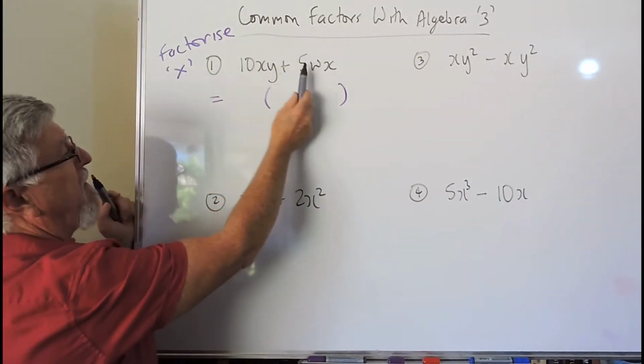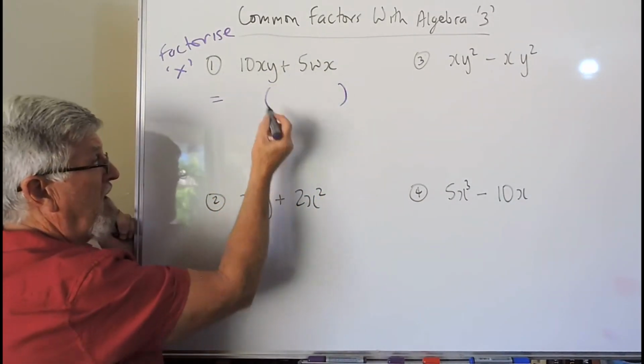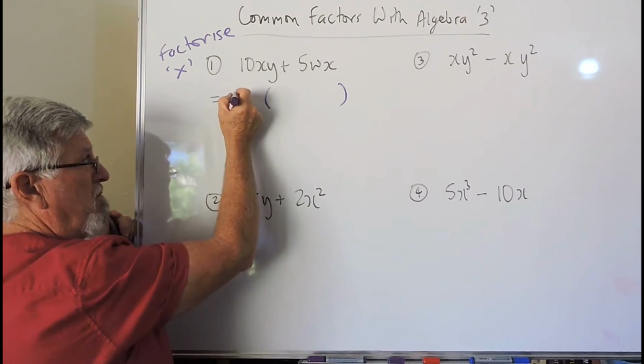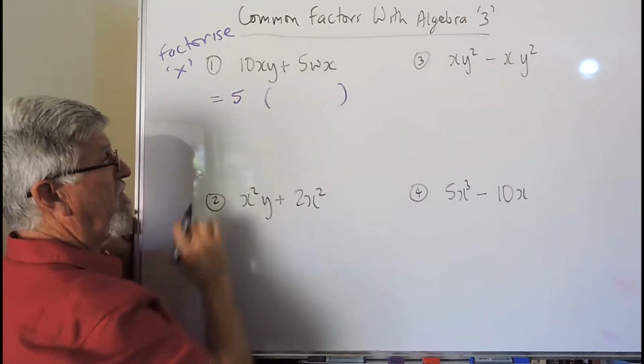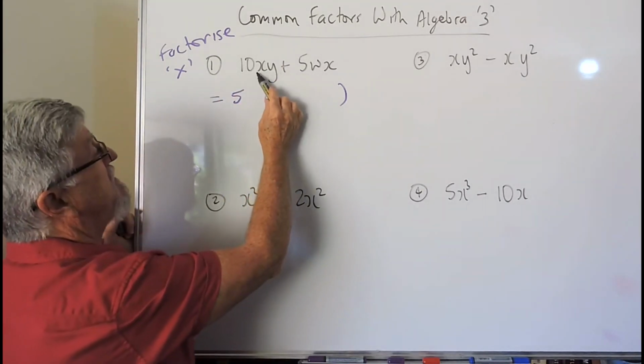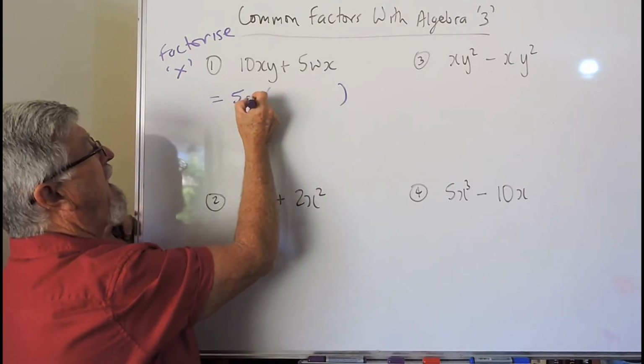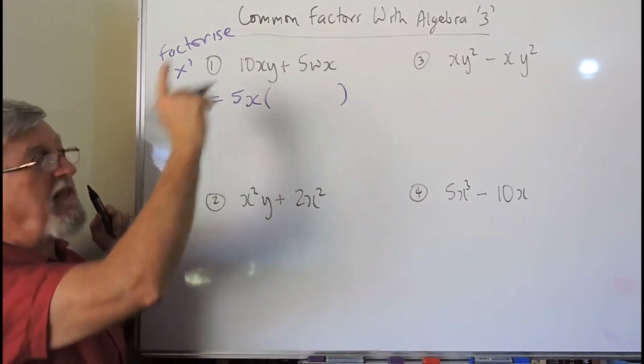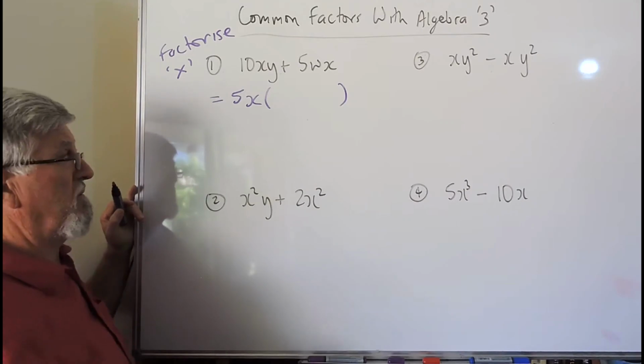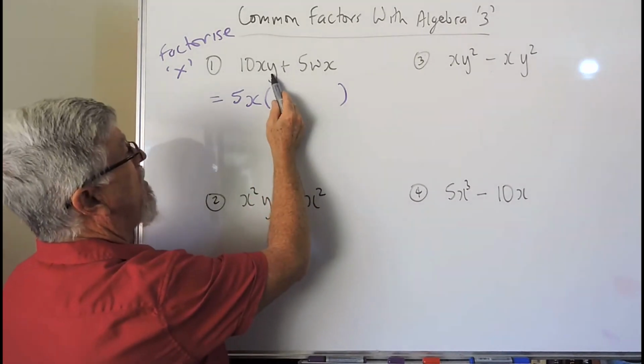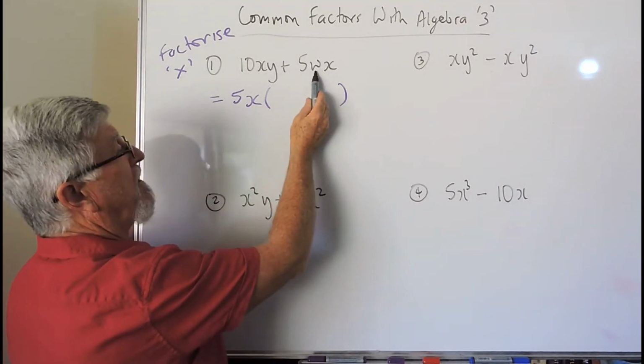There's a 5 in both of these. They're both multiples of 5. I can take a 5 out of this, and a 5 out of that, and a 5 out of that. There's an x here and an x here, so I can remove an x out of the first term, out of the second term, and later on out of the third term. So let's have a look. That y is only in this one, and the w is only in this one.